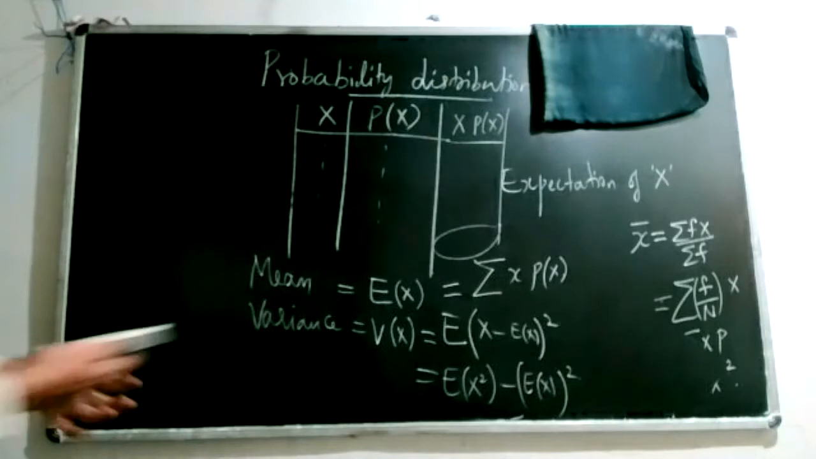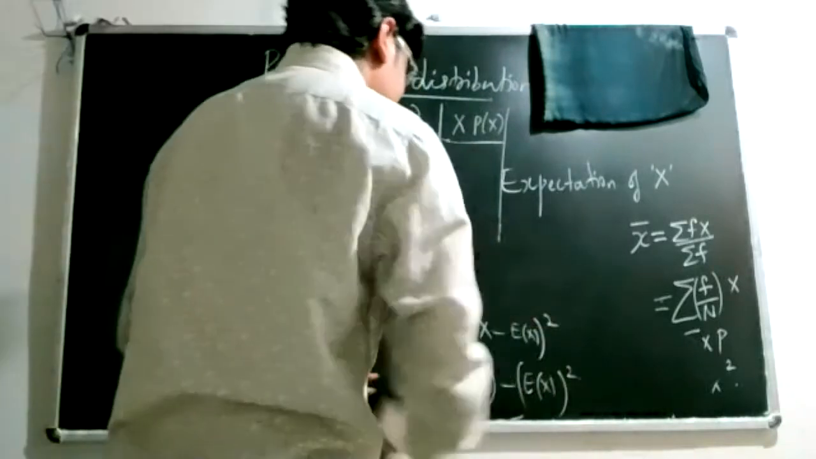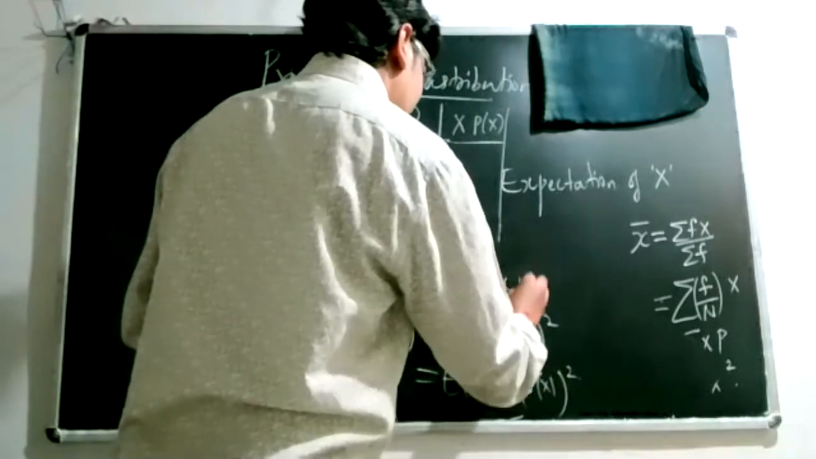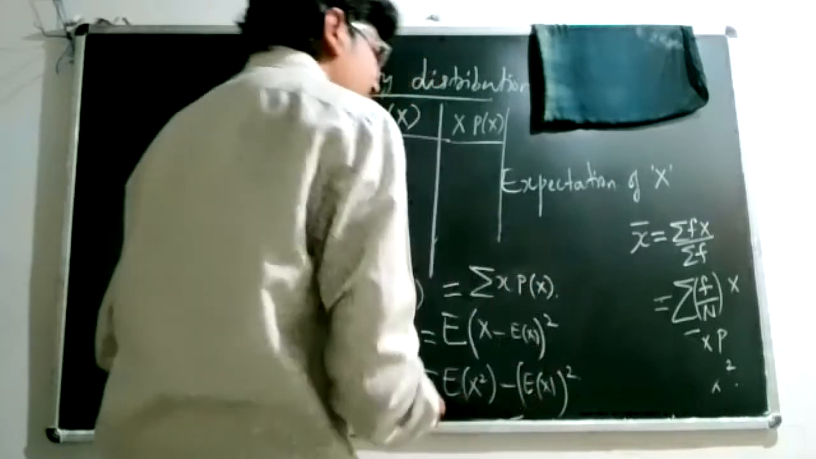So you can have a problem on this. A distribution will be given to you, and you have to compute the mean as well as the variance.